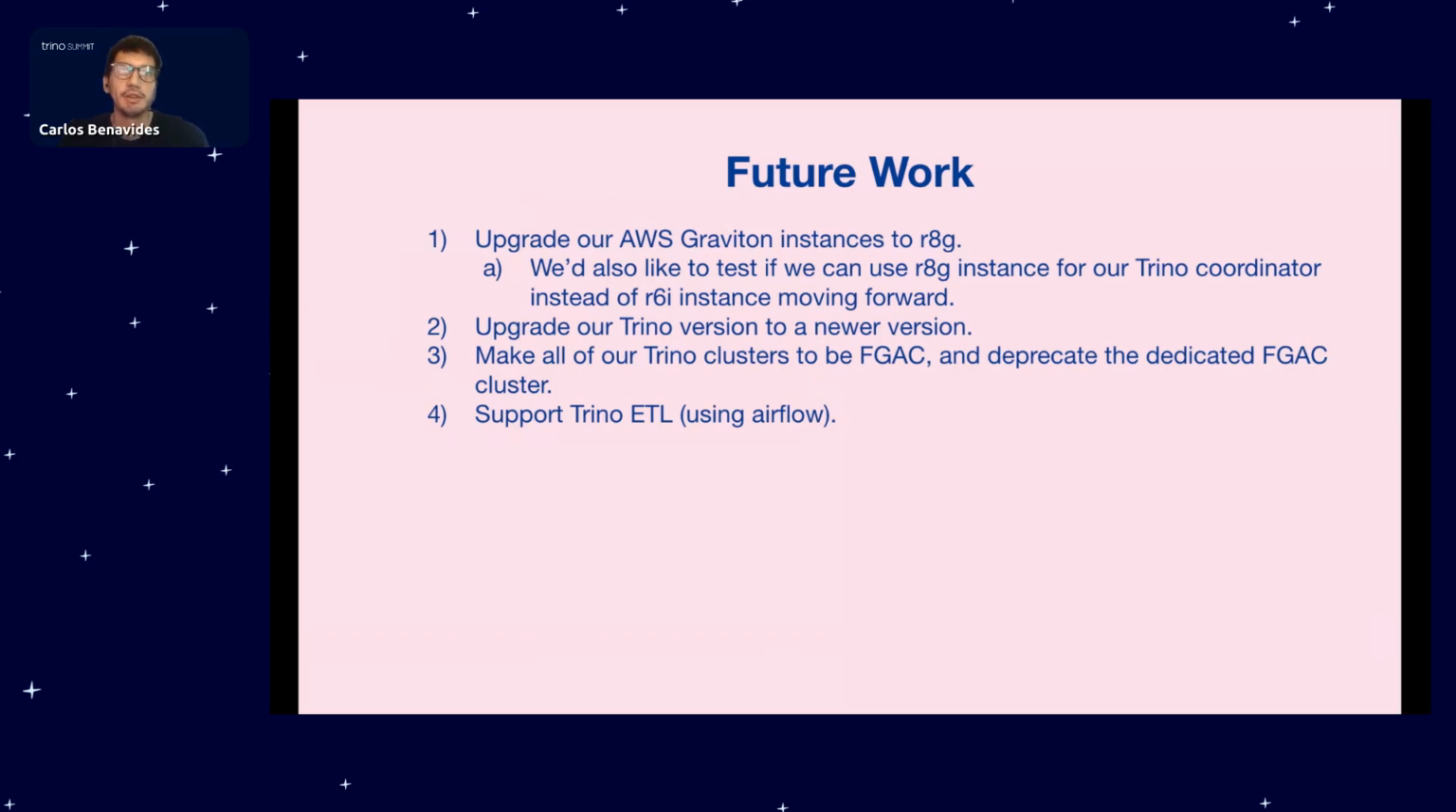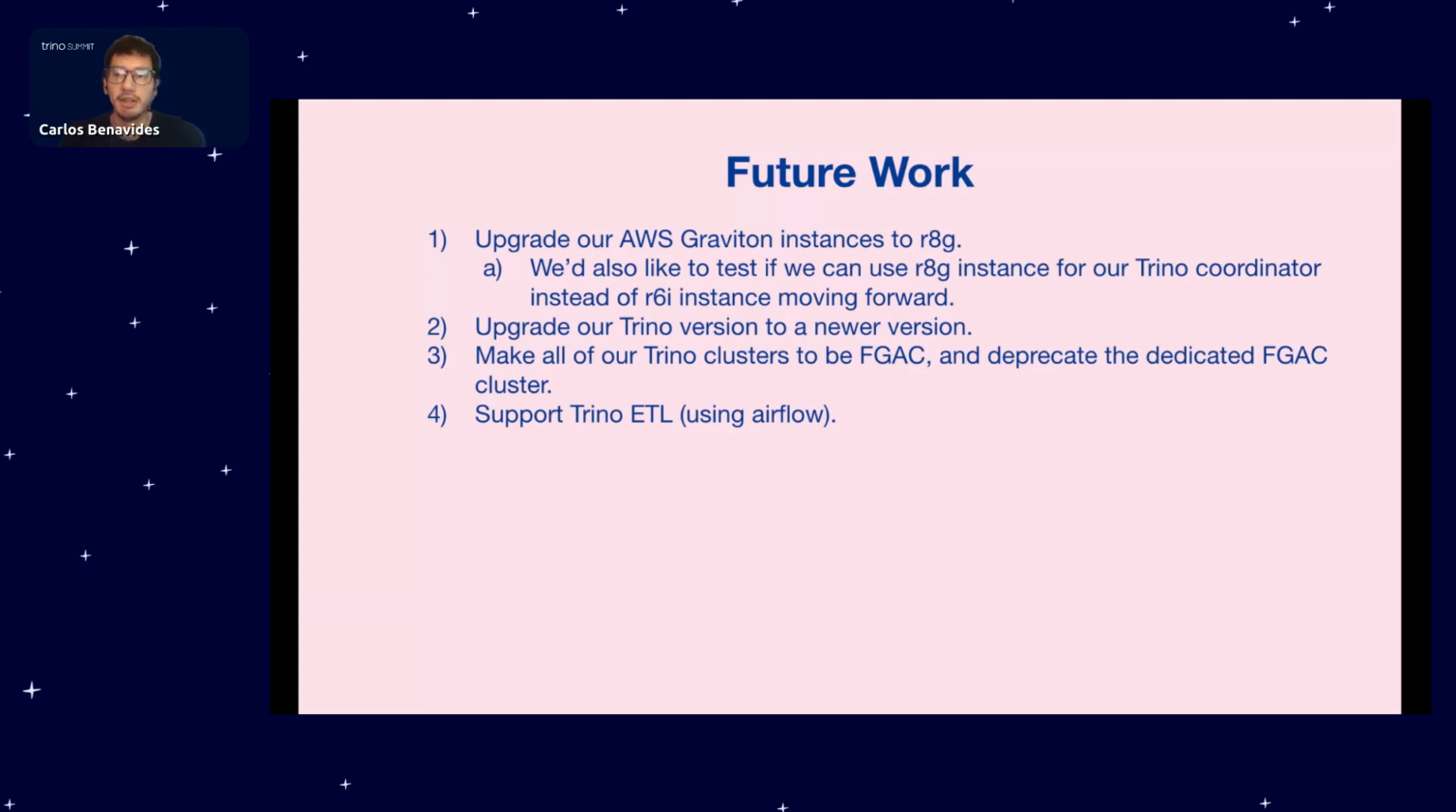So now we can talk about our future work. What we have planned for the next optimizations is that we want to upgrade our AWS Graviton instances from R6G to R8G. We also want to test if we could use R8G instances for our coordinator instead of using R6i. We would like to upgrade our Trino version to a newer version in the coming year as well.